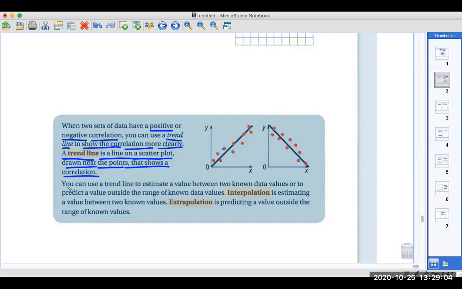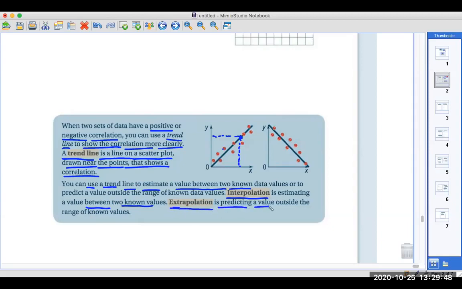You can use a trend line to estimate a value between two known data values. So let's say you want to estimate what's happening here with my X value. What's the answer, the Y value? But it doesn't have a point. It's not part of your data set. When you have a trend line, you can estimate that point. It's called interpolation if that point is between two known values. Don't worry if those words don't stick in your brain. I haven't learned those words either. I'm just looking at them now.